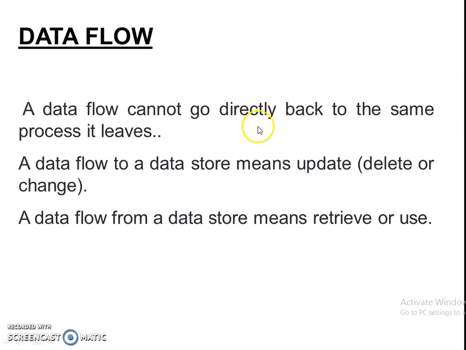A data flow cannot go directly back to the same process it leaves. So for example, if a particular process produces an output, that output cannot directly go back to that process as input.